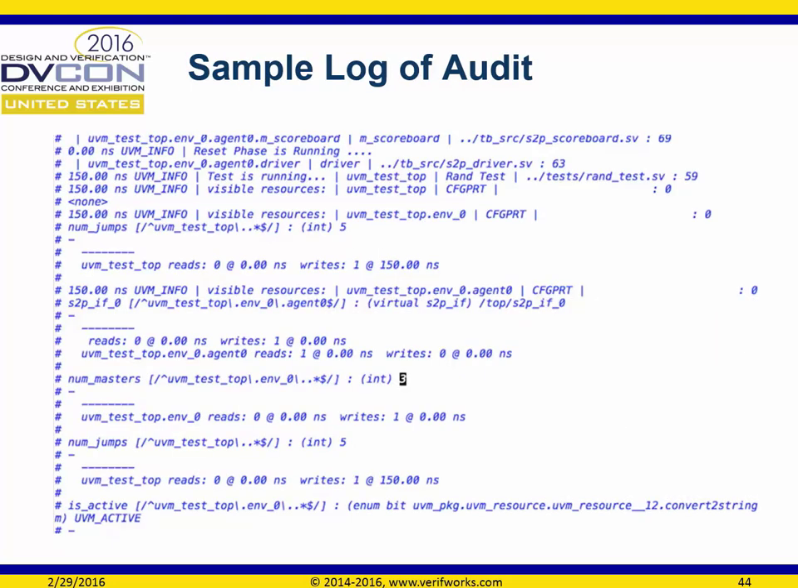And this is the sample log from the audit. It looks similar to what we saw earlier, but it has pretty much everything. Here you will see again, it tells you number of masters, number of jumps, the jumps from the previous example that you saw. And then you can see who read what, who wrote what. It's a fairly cool feature. All you need to do is to turn on the audit.